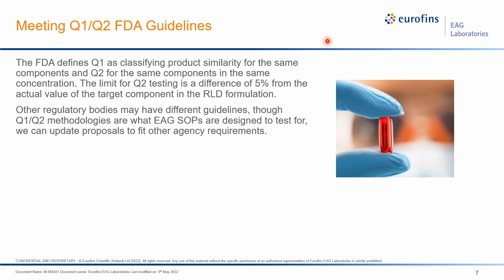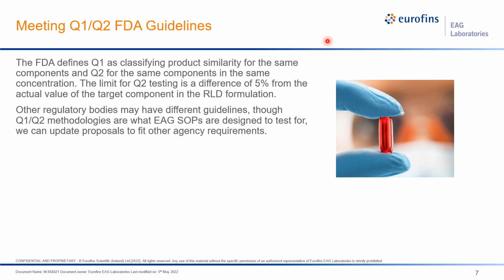We also talk about Q2, which is the sameness of concentration. So when we talk about Q2, everything comes down to this 5% limit. We need to be within 5% of the actual value in the innovator's product, in the RLD formulation. And that's really important. You're going to hear that a lot today, that 5% number is really important. That's what matters at the end of the day. And that's what we always try to hit with our studies.